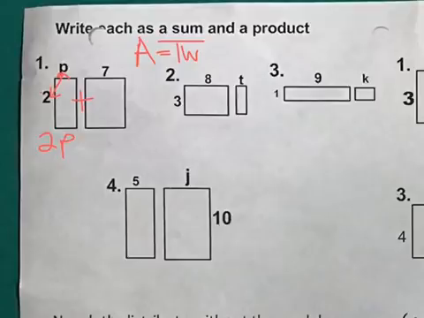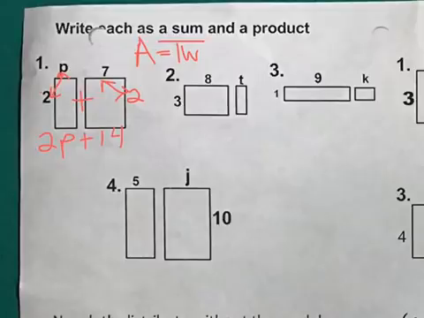The height of the rectangle on the left, or the length of it, is 2. It is the same length as the rectangle on the right. So now we're going to do 7 times 2, which is 14. So the area as a sum is 2p plus 14. We have multiplied the 2 by the p and by the 7 and then added them together.